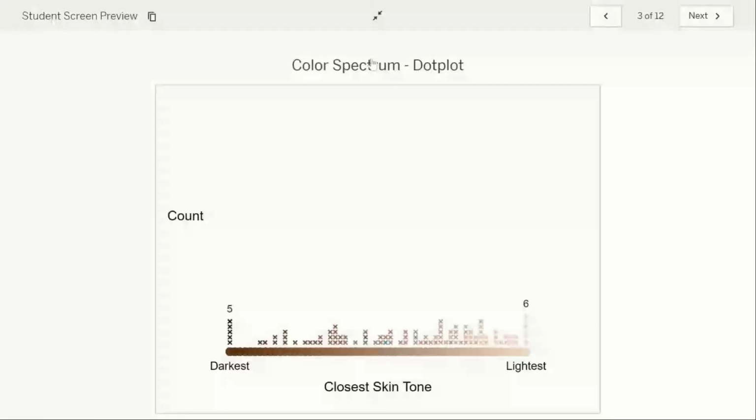So students here, this is the data that they collected from looking at beauty magazines. And in some cases, it might be Netflix, but this classroom chose beauty magazines. And on the x-axis here, we see a spectrum from darkest to lightest. And on the y-axis, we see a count. So this is a dot plot, a preliminary representation.